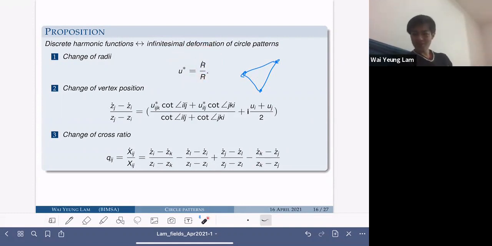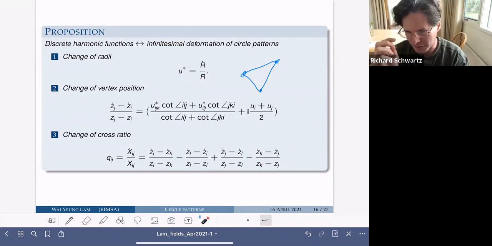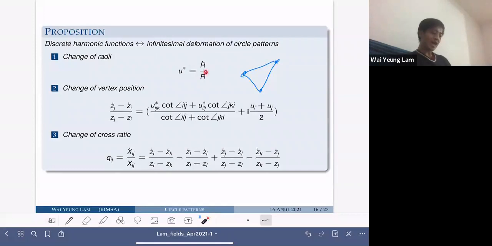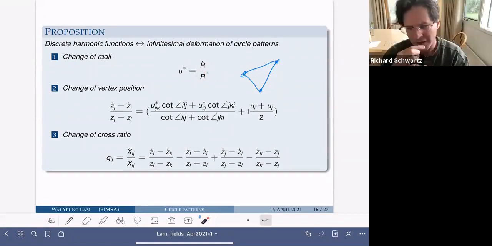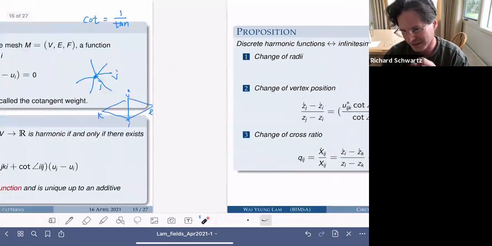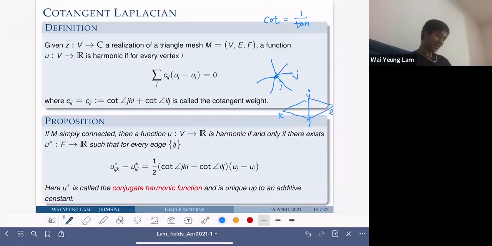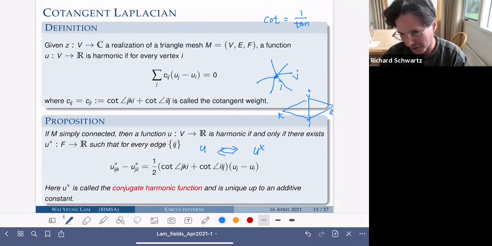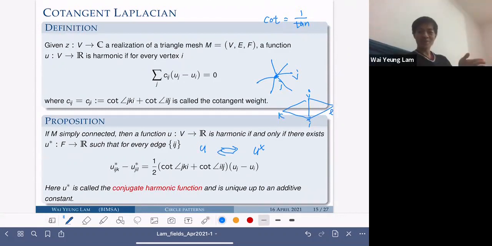Yes, some question. What's the original function? What's the u? So this r is your original circle pattern. Right, but I mean u star is the conjugate, so you mean there is some u? So this is the u star. Whenever you have u, you get this u star, and actually you can go backward: whenever you have u star, you can also get u. The deformation defines u star for you, and then you define u by the formula. Yes. So you have one harmonic function, and then you can always get the other one.